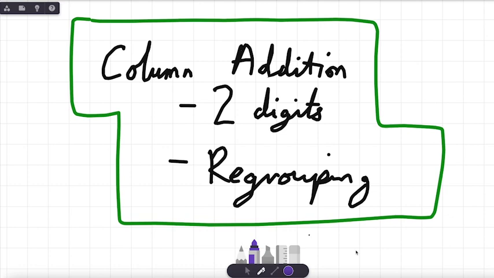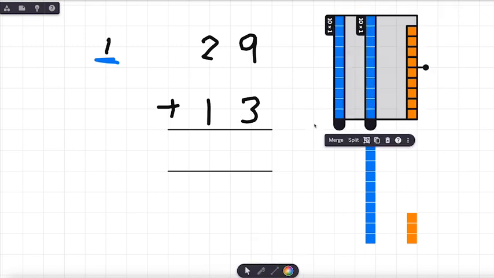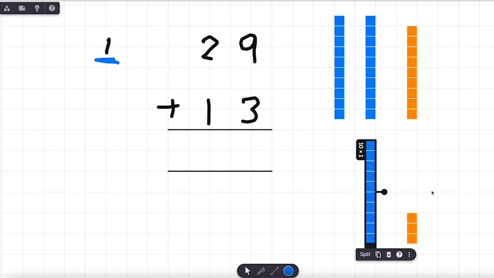Today we're going to be looking at column addition with 2 digits and using regrouping. So let's get straight on to the first question. Question number 1 is 29 plus 13. You can see here we have our 2 tens and our 9 units, giving us 29. Underneath we have 1 ten and 3 units, making 13. And we're going to add them together using the column addition algorithm.